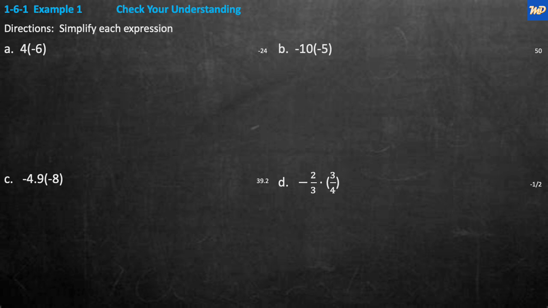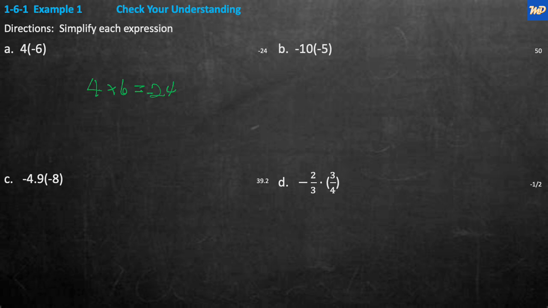So let's look at A. It says simplify each expression. A is 4 times the quantity negative 6. Well, 4 times 6 is what? 4 times 6 is equal to 24. And there's a negative sign on the negative 6, so it ends up being negative 24.